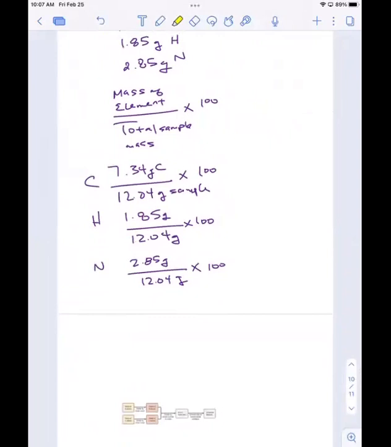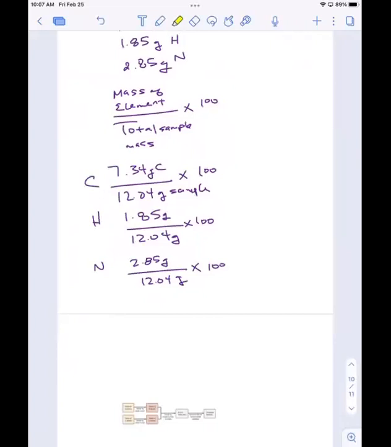And in doing that, that's the most basic fundamental method for calculating percent composition. There are some other more complicated methods that we'll look at shortly. But for the most part, this is percent composition in a nutshell.